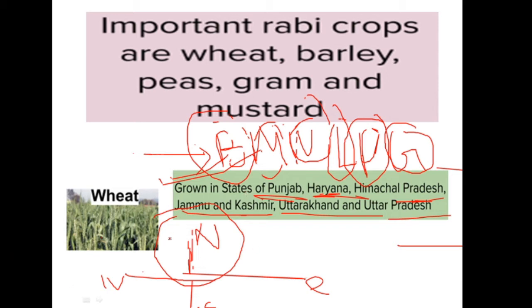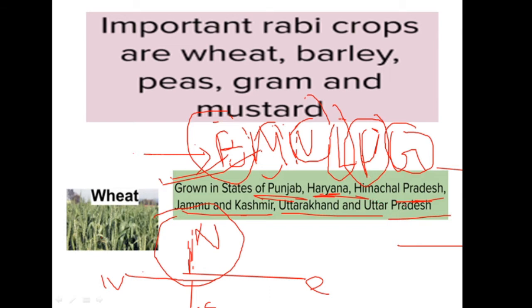So in these places, mainly Rabi crops are grown: Punjab, Haryana, Himachal Pradesh, Jammu and Kashmir, Uttarakhand, and Uttar Pradesh, mostly in the north part. In this way, we remember the Rabi crops as well as the states in which they are mainly grown.